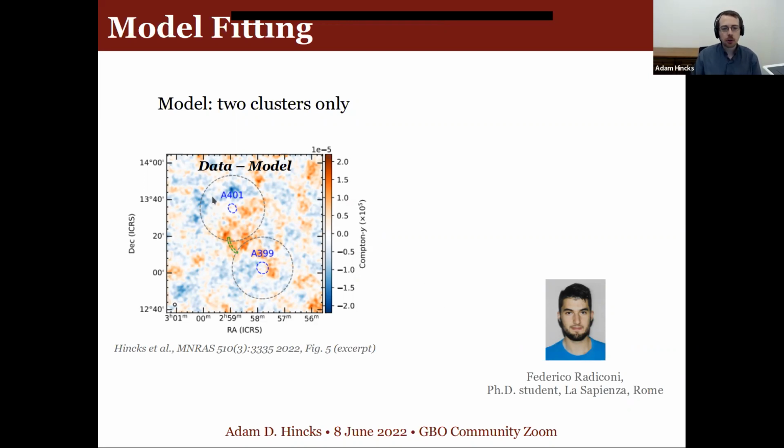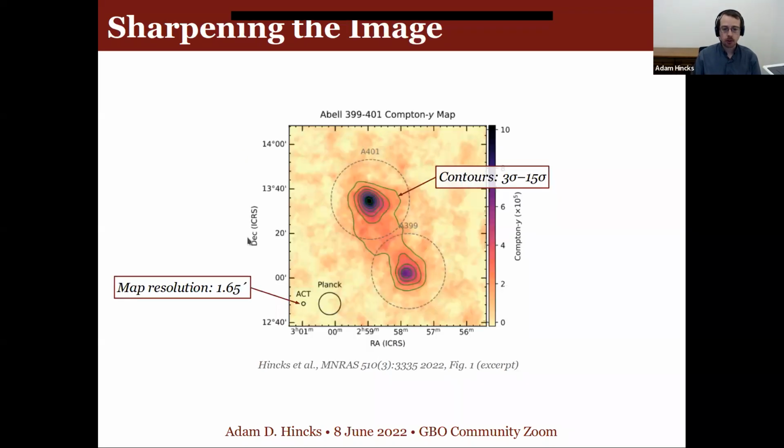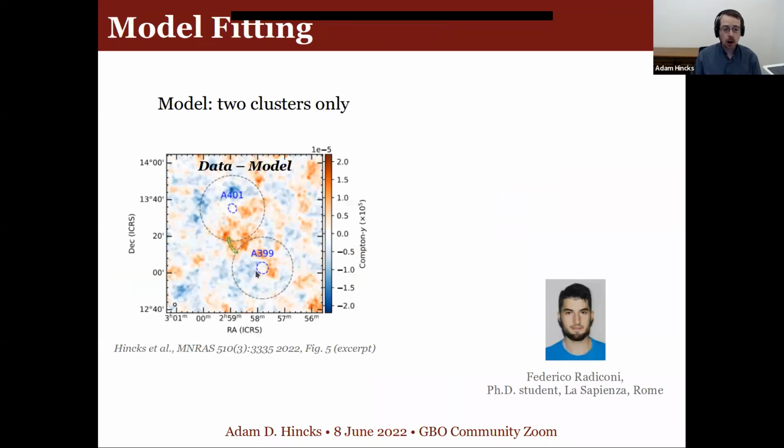And this shows the residuals for that first model, where we only fit for the 2 clusters. So this is the original map. Here are the residuals. And you can see it does a decent job, but there's still a lot happening in between here. And you'll also notice that the fit to 401 isn't that great. There's kind of this dipole pattern along this direction.